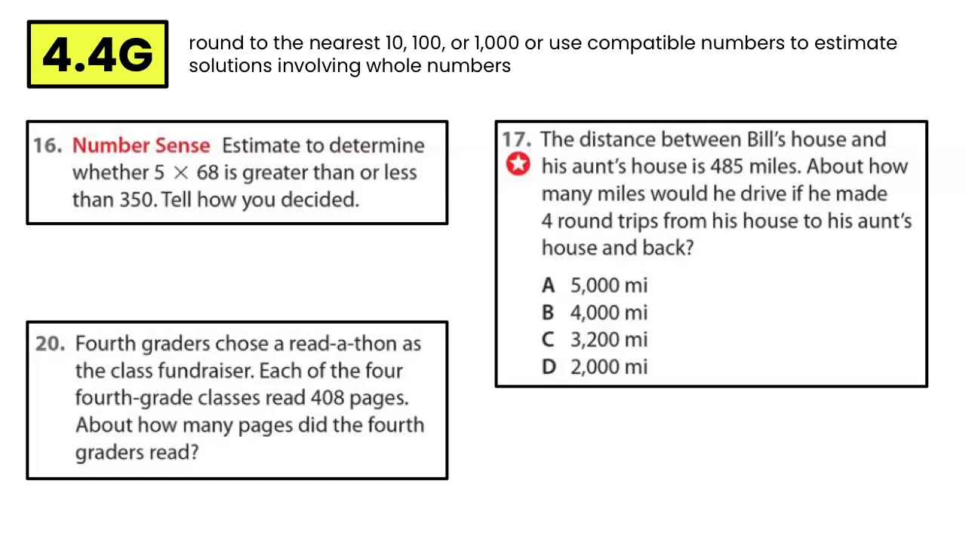For number 16, we want to estimate to determine whether 5 times 68 is greater than or less than 350. And so in order to use rounding to help us do this easier, we would have students look at 68 and round that to the nearest 10. That would give them 70, and so now we would be doing 5 times 70.